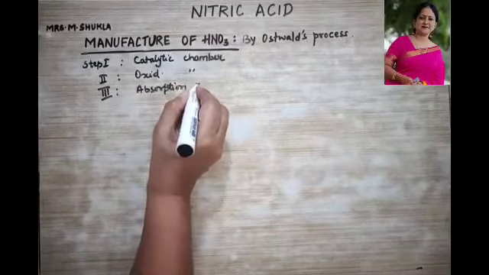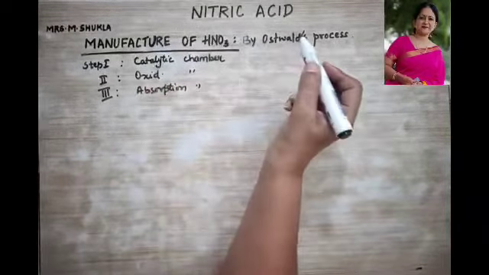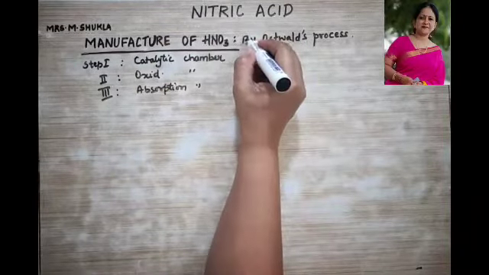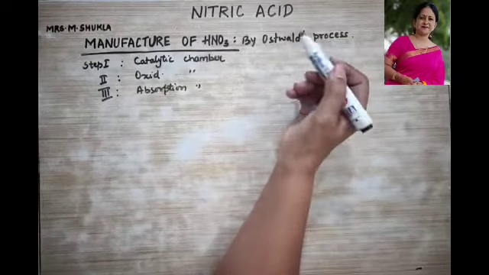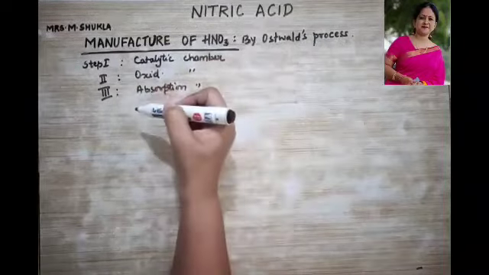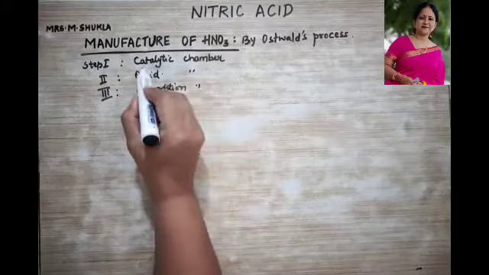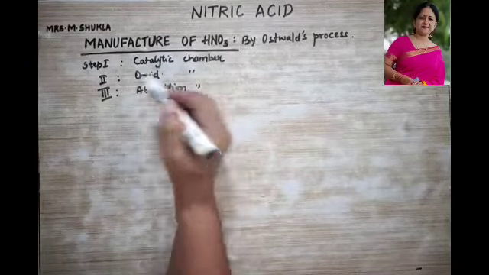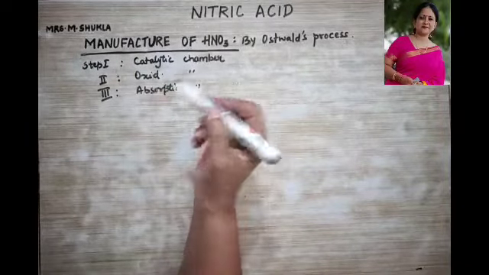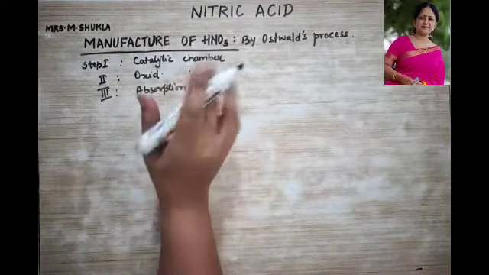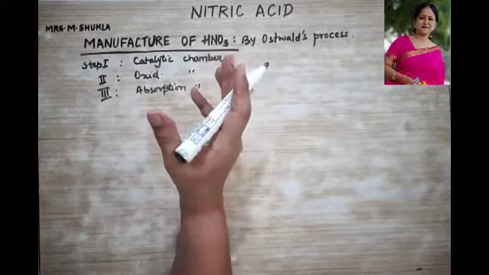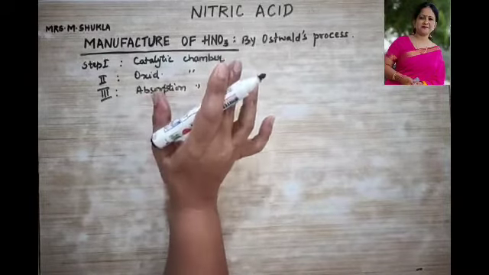So, this manufacture of nitric acid happens by what process? By Ostwald's process. This Ostwald's process is completed in 3 steps. What are those 3 steps? They are passed through the catalytic chamber, then through the oxidation chamber and through the absorption chamber. Now let us first discuss the reactants that are used in this process, right?